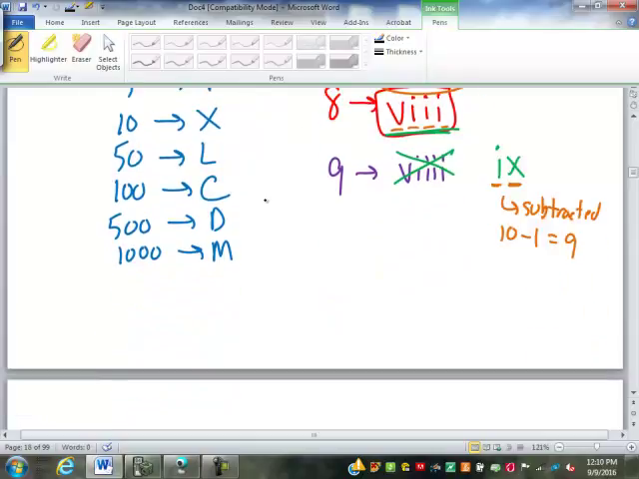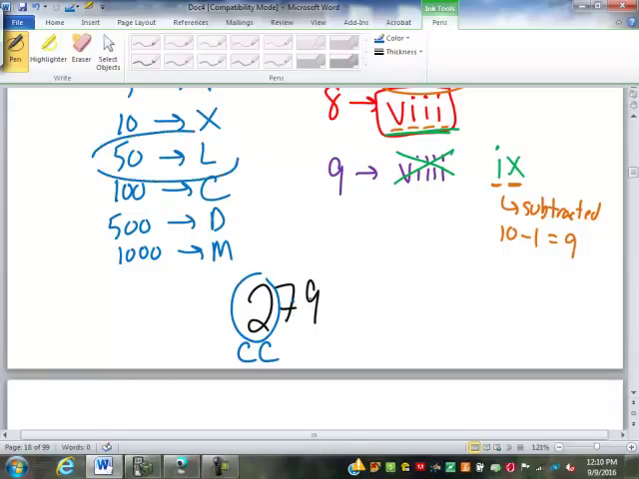So if I want to represent 279, I start out with the larger digits first. I've got to represent the 2. How am I going to do that? CC is 200. So CC. How am I going to represent the 70? I'm going to have a 50 and 2 X's, 2 10s, so an L and 2 X's. So you can see I'm just going digit by digit. How do I represent the 9? IX.